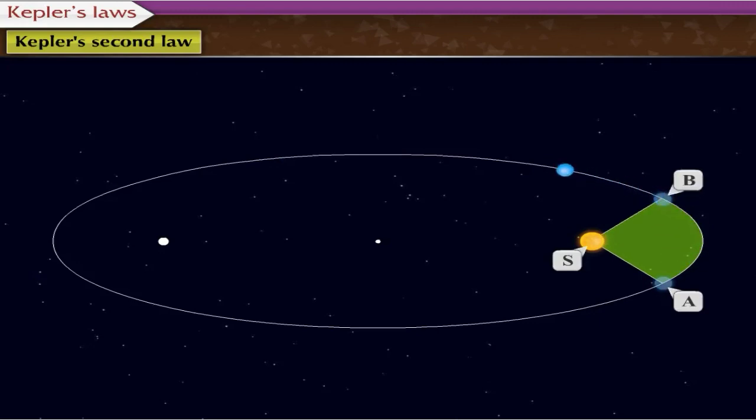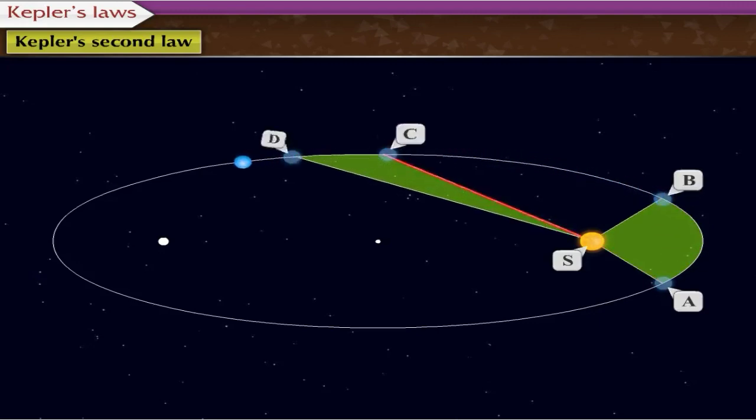This means that the straight lines AS and CS sweep equal area in equal interval of time, which means that area ASB is equal to area CSD.